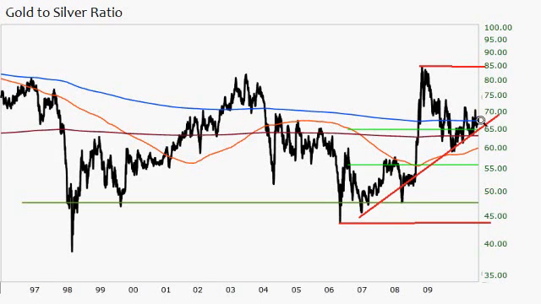Thus, on a break of this trend line to the downside, you would expect some support to come at this key area of roughly 57, 58, all the way down to the Fibonacci level. But right now, it seems as if it wants to move higher.